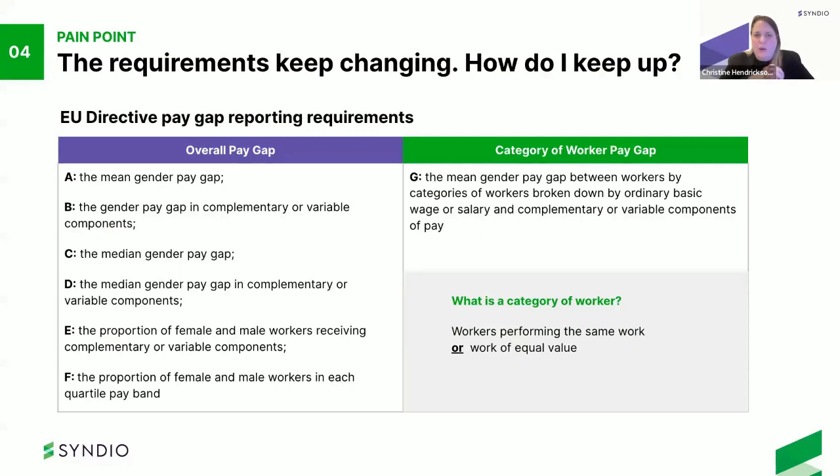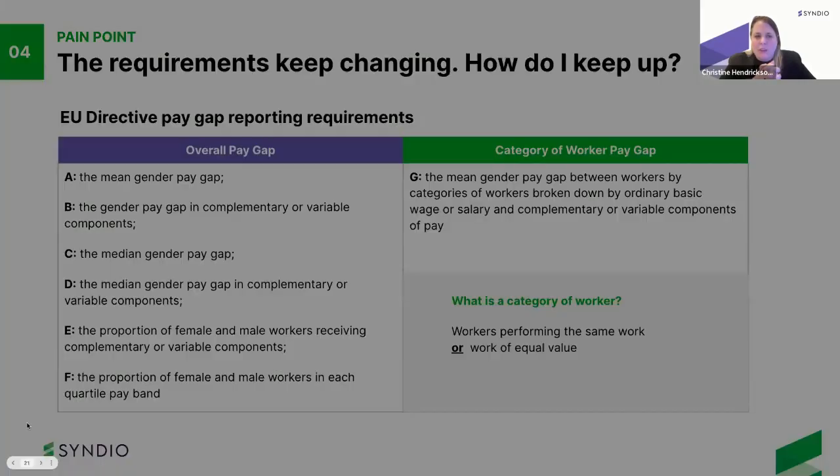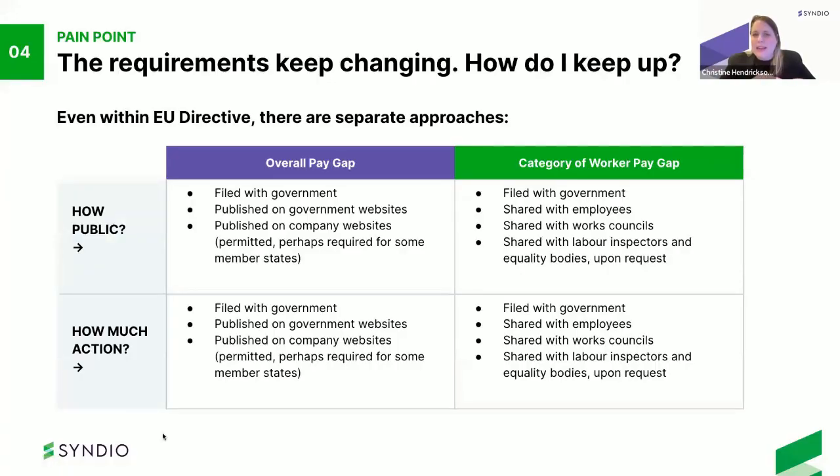We just wanted to mention, and again, I'm not going to go through this in too much detail, but on the next slide, we wanted you to have it as a takeaway, that these are treated very differently in the EU directive. They're different in how public they are. For example, that overall pay gap has to get filed with the government. It's going to be published on government websites. It may be required to be published on company websites. But that category of worker gap has to be shared with employees and with works councils or employee representatives and with labor inspectors. And then there are also big differences on how much action.